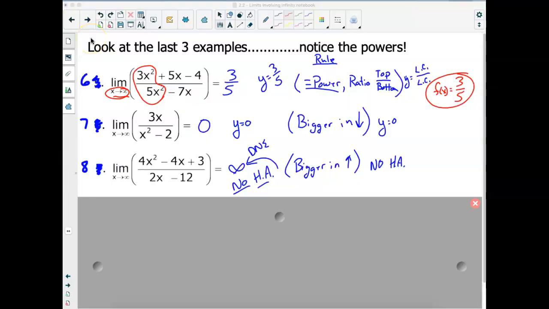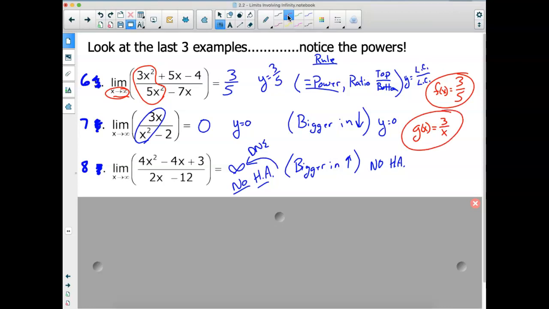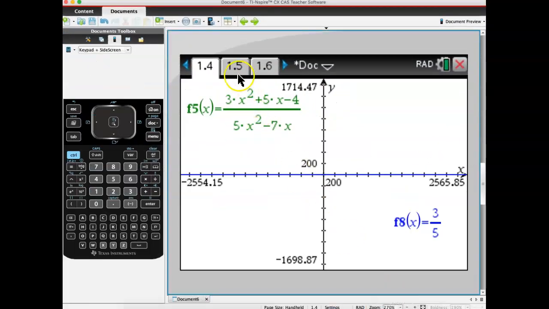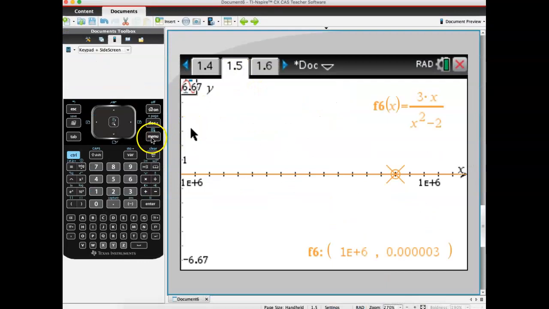So if I took my next end behavior model here, I would take these two biggest powers. Let's call this one g of x. If I took those two biggest powers, it's going to reduce to 3 over x, isn't it? Because this is the mother of all functions, my end behavior is going to actually be 0 on that.